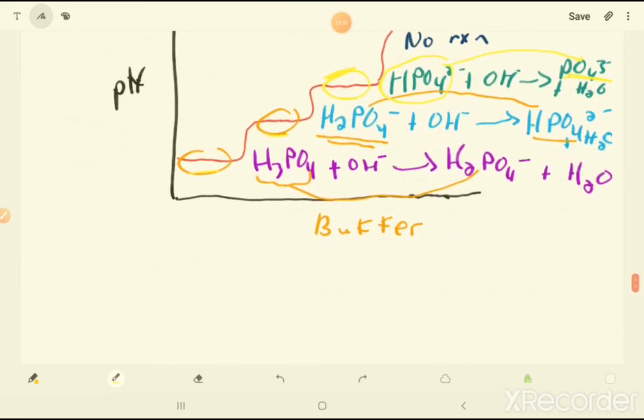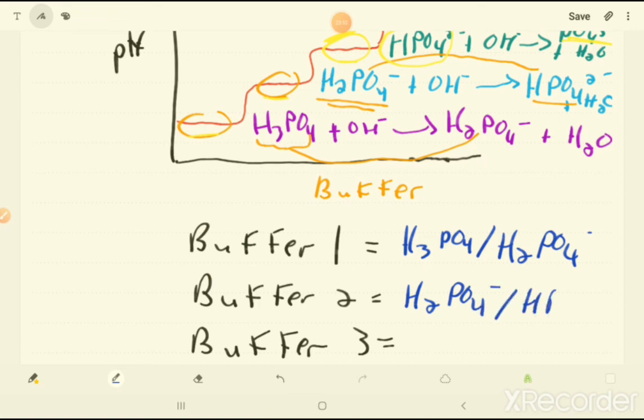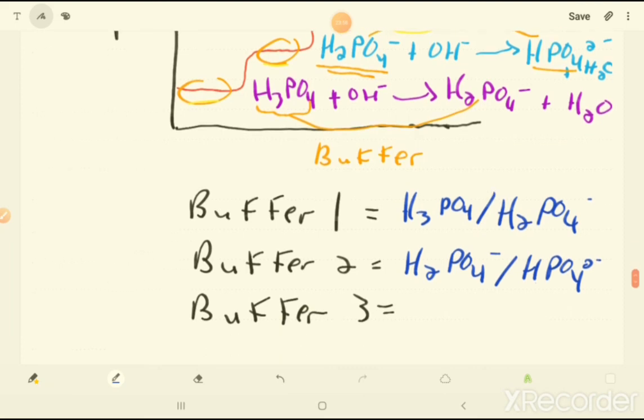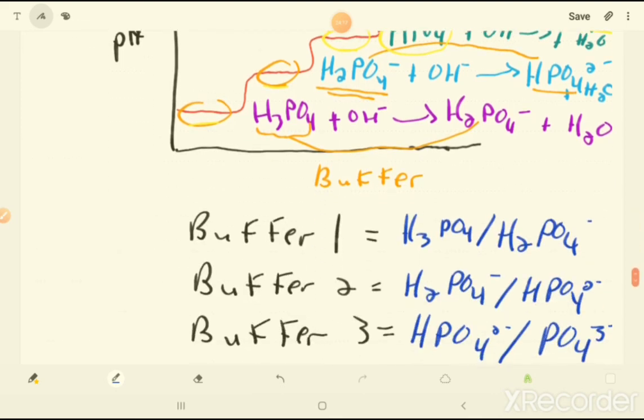And so when we label all the buffer regions, the first buffer system is created by the H3PO4 to H2PO4 minus. The second buffer system is created by the H2PO4 minus to HPO4 2 minus. And the third buffer system is created by the HPO4 2 minus to PO4 3 minus. And of course, the final flat line is just because PO4 3 minus plus OH minus is no reaction, so the pH is not going to change.